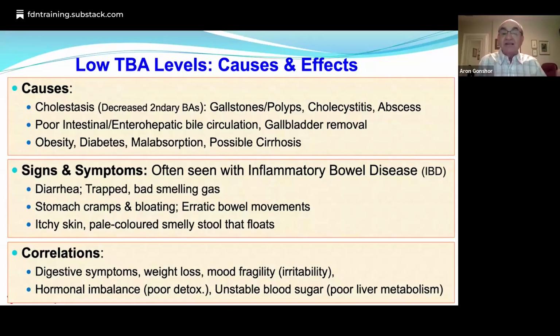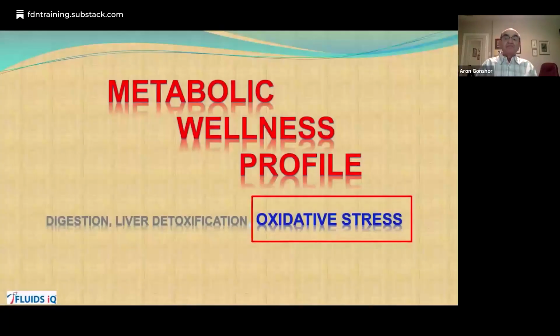And the signs and the symptoms, you see them very, very often. People with inflammatory bowel disease that have these problems, diarrhea, very bad smelling gas. They constantly complain of stomach cramps and bloating, itchy skin. That's one of the first signs that you're going to have. And of course, the pale colored stool, quite often smelly, but pale colored stool. That is a classic sign for low TBA. And of course, you want to correlate that to digestive symptoms, etc.